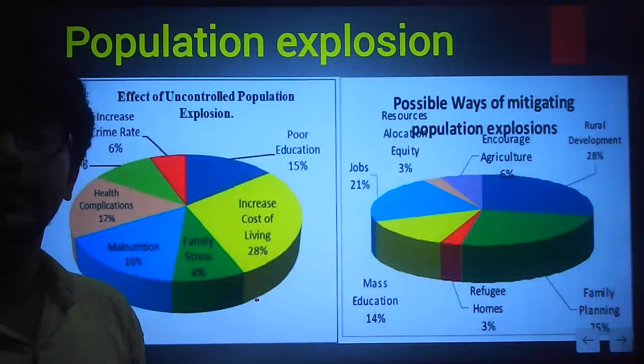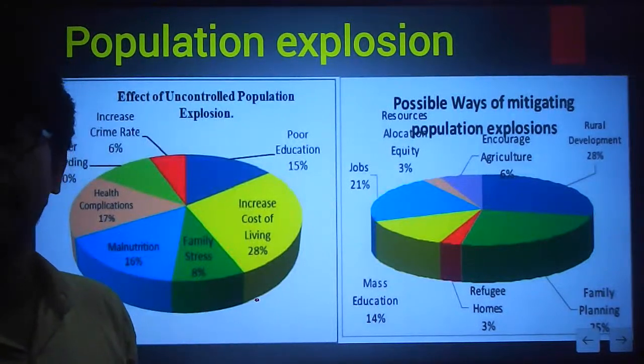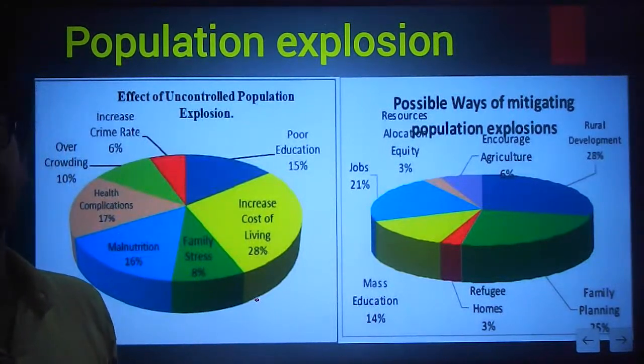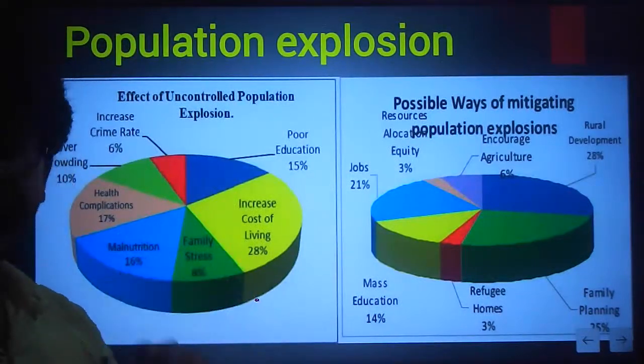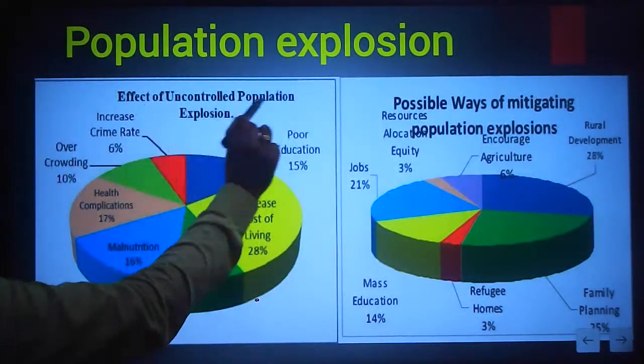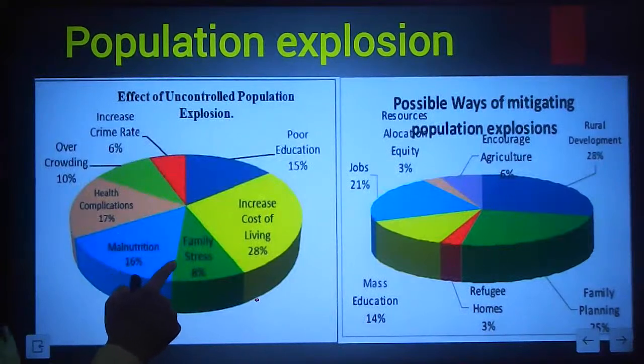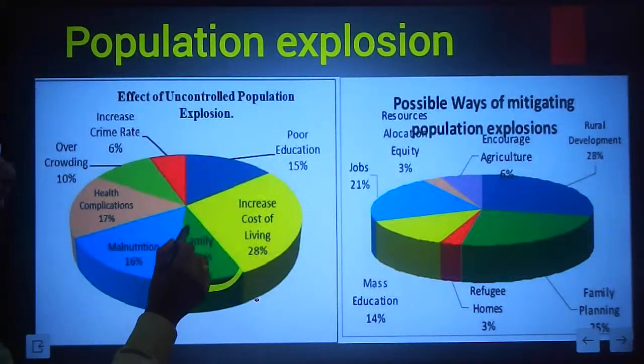Now, if there are 4 members in the family, all the adults are supposed to go and earn something, only then can they run the family. I hope you can understand the situation. The reason is uncontrolled population. This is one of the bad effects that you could see. This leads to family stress.